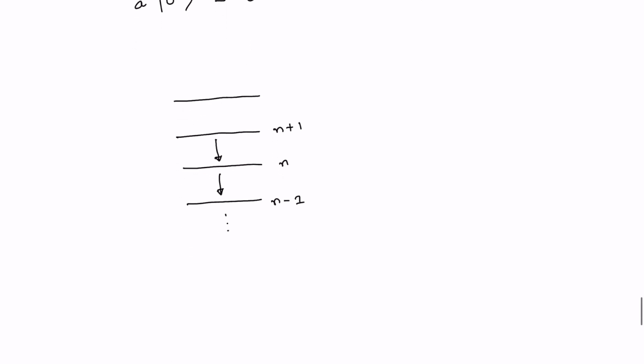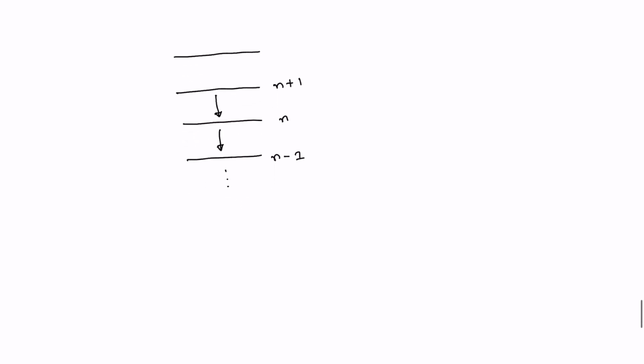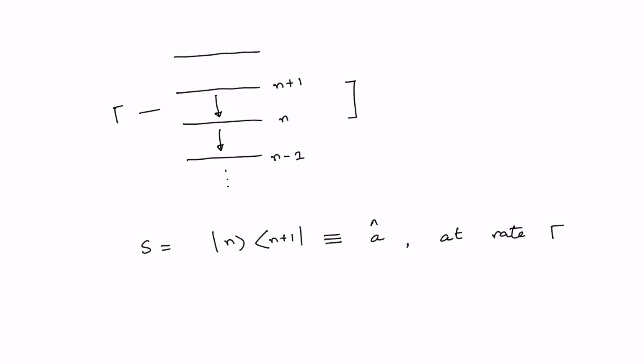So it is very easy to guess the system relaxation operator here. As you can see, you are going from n plus 1 to n. And even better, you can write the system operator as a, because it is the annihilation operator. You are going from the upward state to the downward state, and this is happening at a rate, say, gamma. So this is happening at the rate gamma.